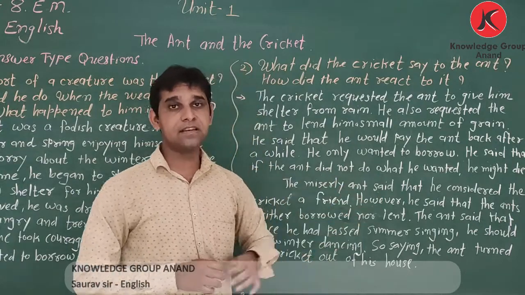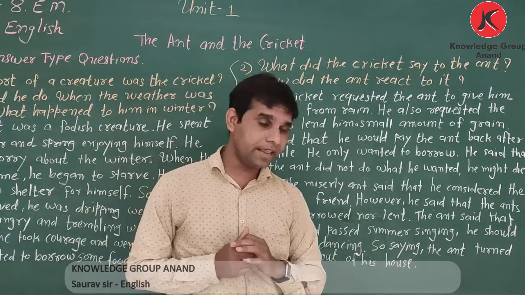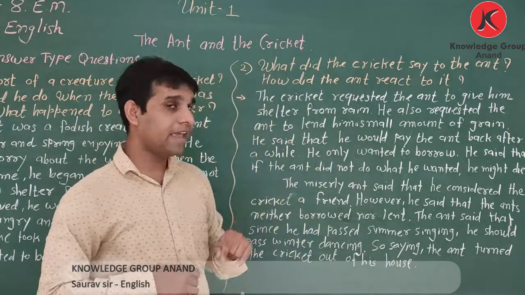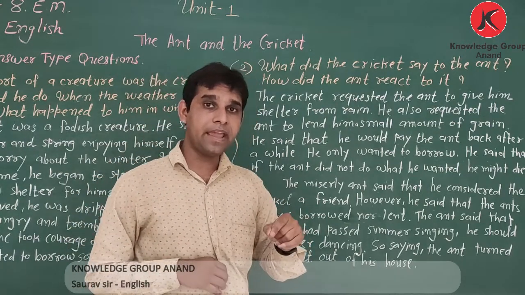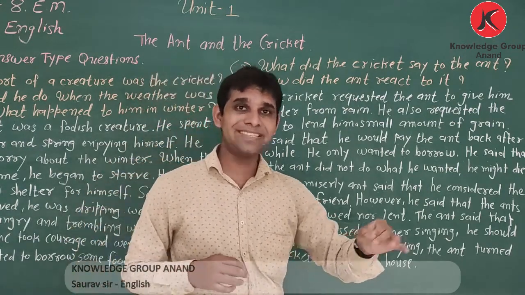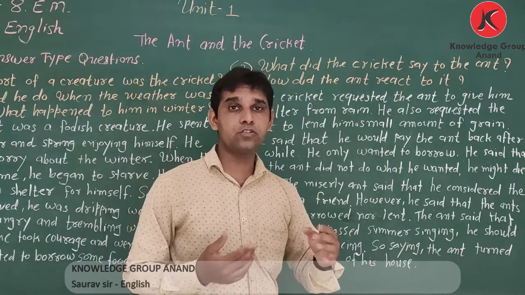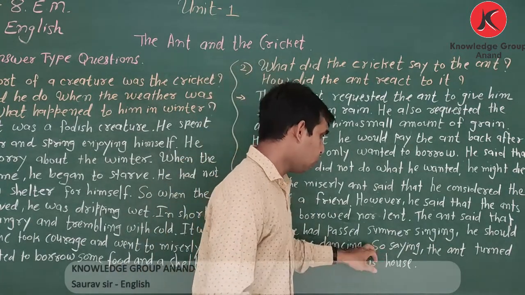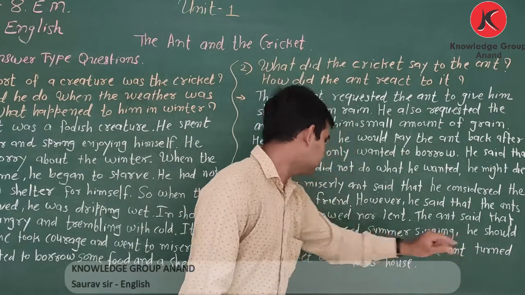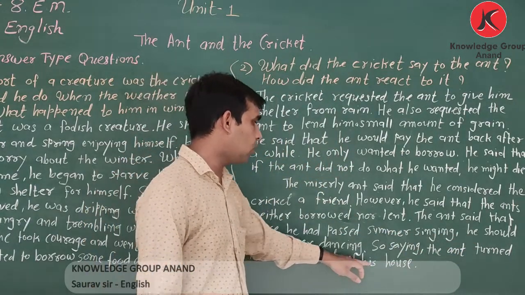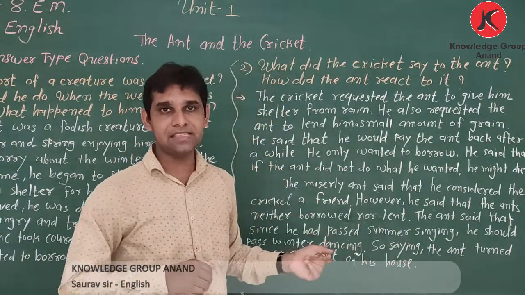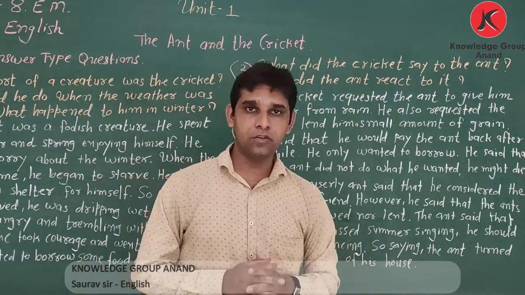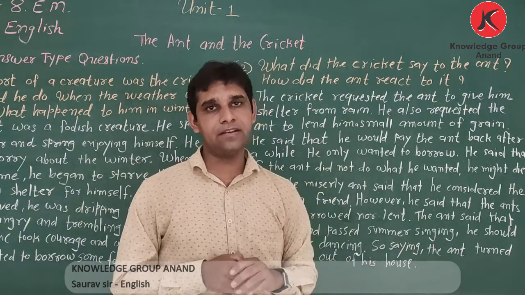Now see the answer the ant gave the cricket. The ant said that if the cricket passed this summer by singing, this winter he should also pass dancing. So saying, the ant turned the cricket out of his house. By saying this, the ant closed his door and the cricket went out.